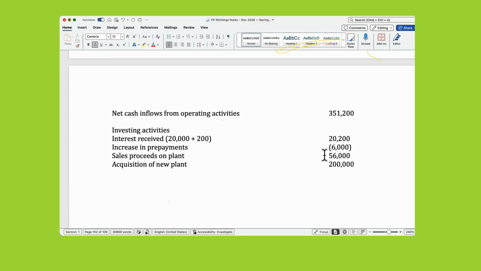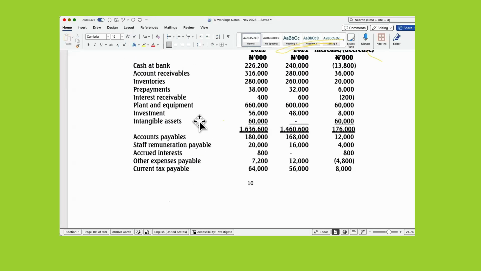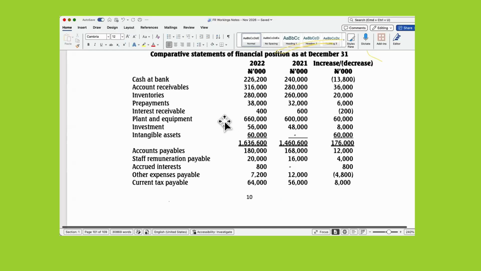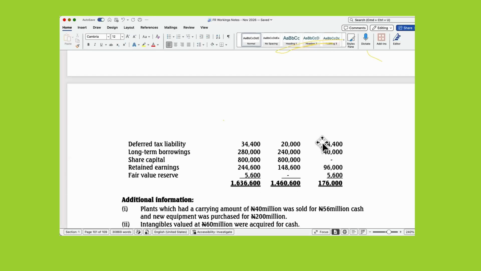Okay. So I've already dealt with the acquisition. Acquisition should be in brackets because it is an outflow. Then I have investments. Investments increased by 8,000. So this 8,000, what does it relate to? Is addition. Addition. Okay. Addition.